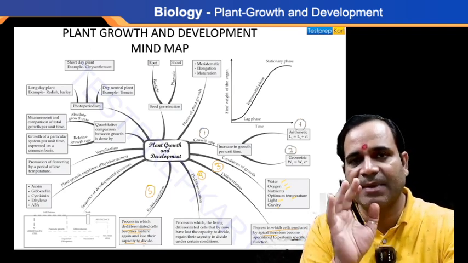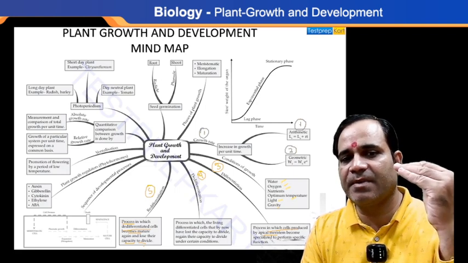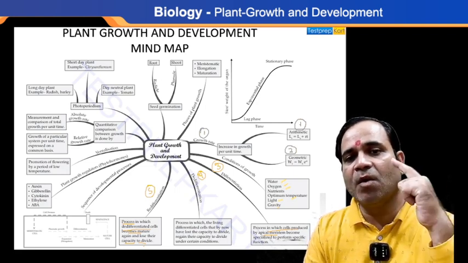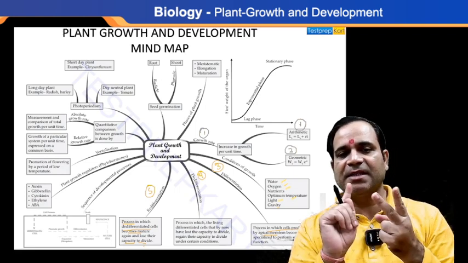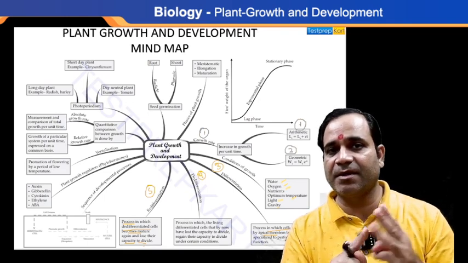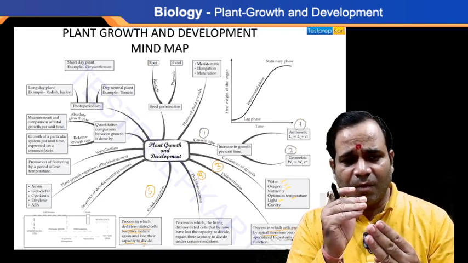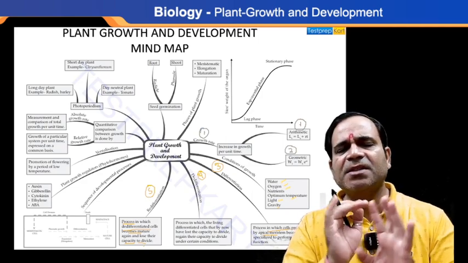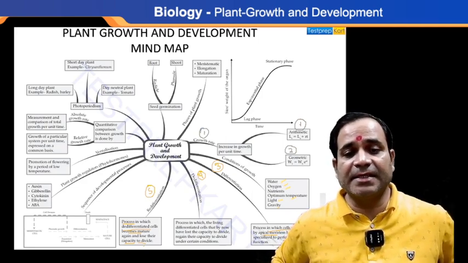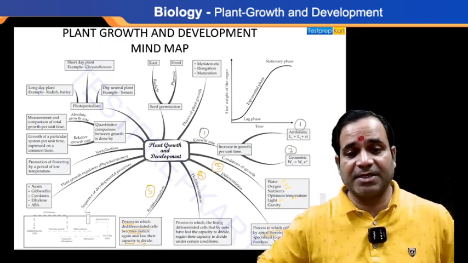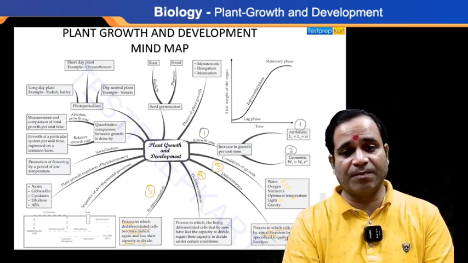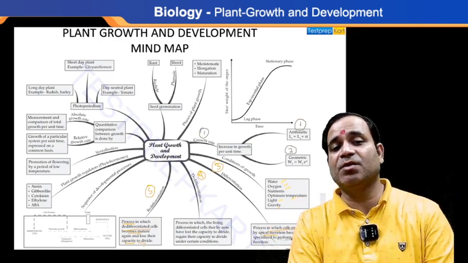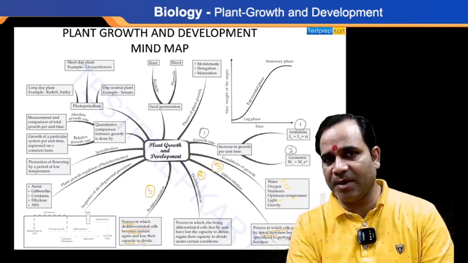Let me repeat the three terms in plant growth and development. One is differentiation. Second is de-differentiation. Third is redifferentiation. What are the differences between these three? First, differentiation means that whenever the cells produced by apical meristems become specialized to perform a specific function, it is known as differentiation. Getting my point?